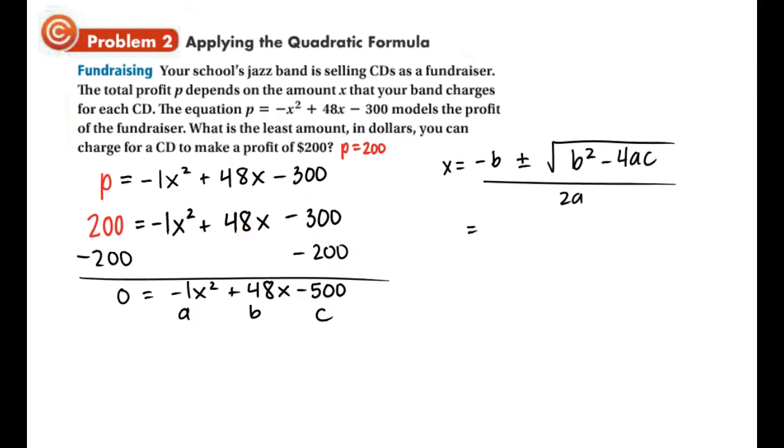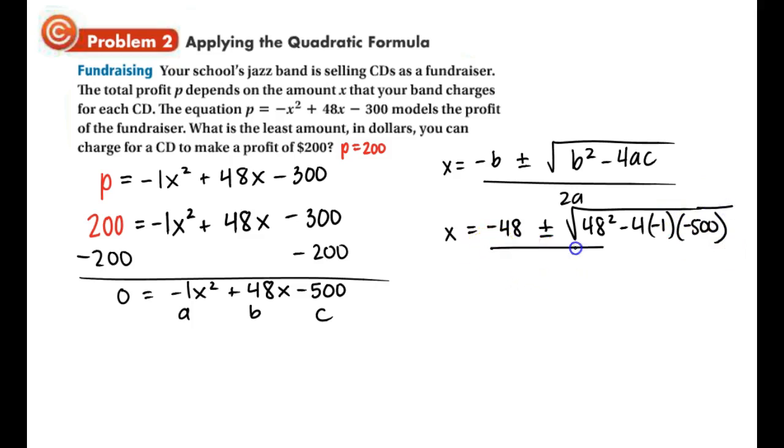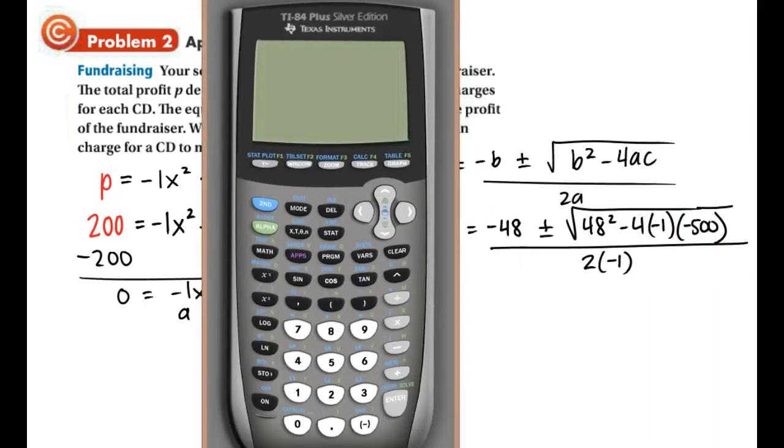So now that I have my basic quadratic formula set up, I can now substitute in my a, b, c values. So instead of putting a negative b there, I'm going to put a negative 48 plus or minus the square root of 48 squared minus 4 times negative 1 times negative 500. So hopefully you're realizing that the signs in front are going with the numbers. And on the bottom we have 2 times negative 1. So now let's figure out what is under the radical.